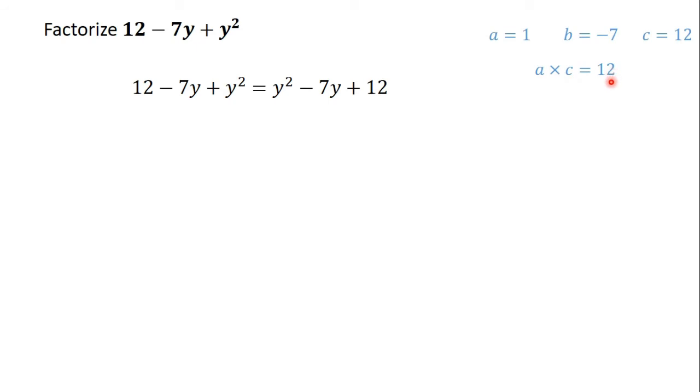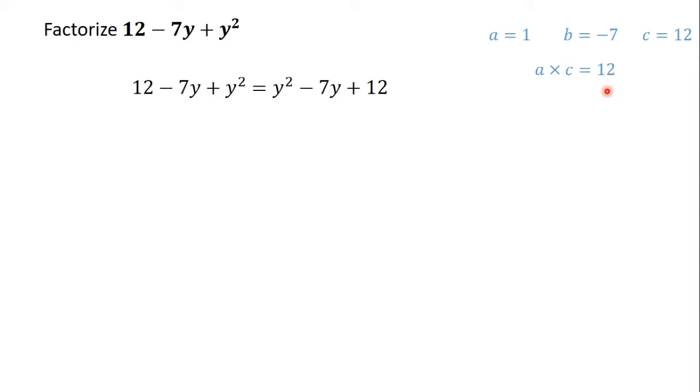The third step says that after you have a times c, you look for two numbers that when you multiply, you get a times c. But when you add those two numbers, you get b. a times c is 12. b is minus 7. So it means that we are looking for two numbers that when we multiply, you get 12. When we add, you get minus 7.